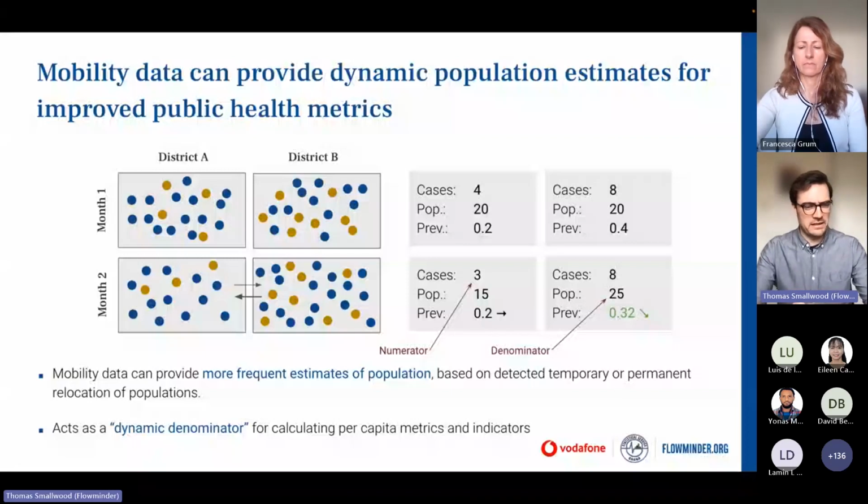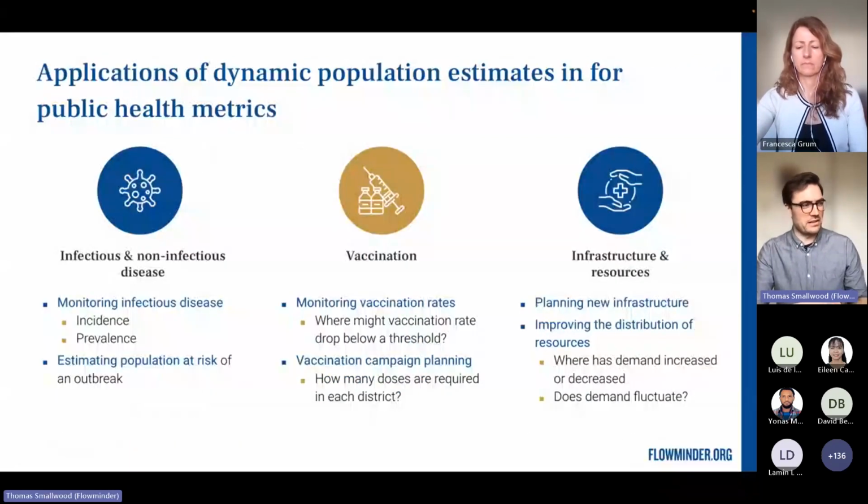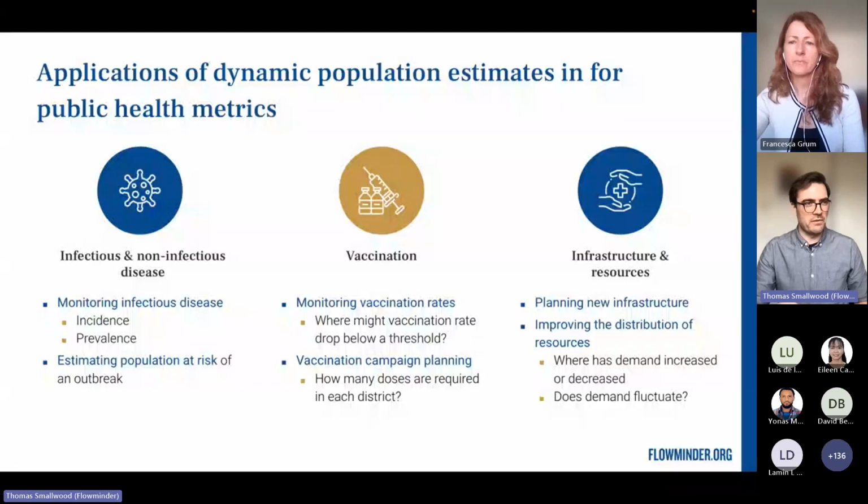So this has a number of different applications. The example that I've already shown is perhaps more related to infectious or non-infectious disease, but it also has applications to vaccination campaign planning and evaluation, and can also have a role in understanding the needs for public health infrastructure and resources. So, for example, planning where new infrastructure might be located based on change in population, and improving the distribution of resources. So where has demand increased or decreased, and does demand fluctuate over time, perhaps due to seasonal movements of labour or nomadic populations?